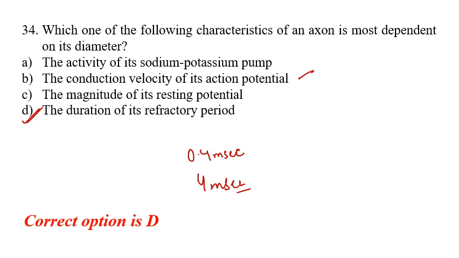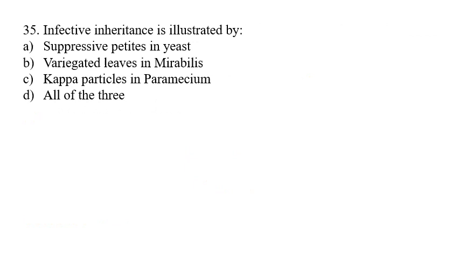So the most appropriate answer for this question would be option D. Next, infective inheritance is illustrated by. Okay? So infective inheritance is a non-Mendelian inheritance in which the infectious particle within the cell of the host may bring changes in the phenotype of the host organism and then pass on the altered phenotype to its offspring.